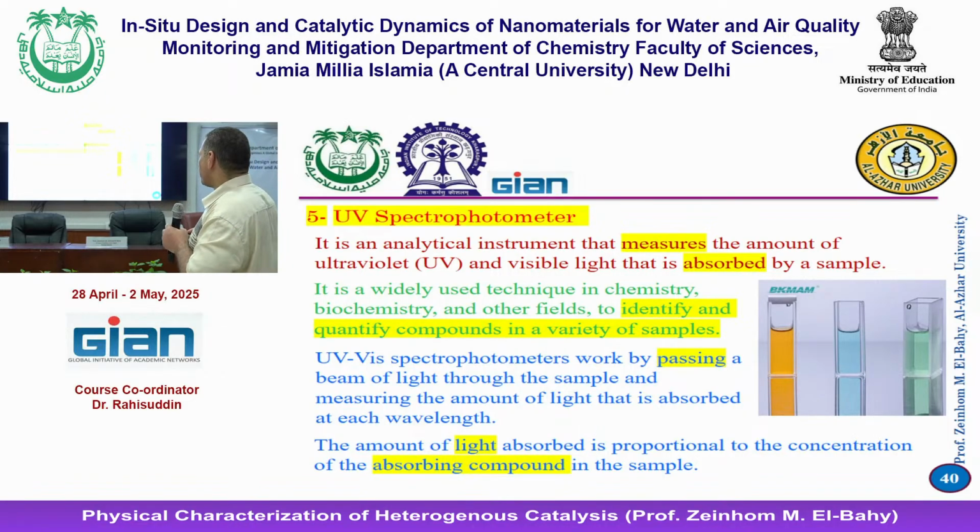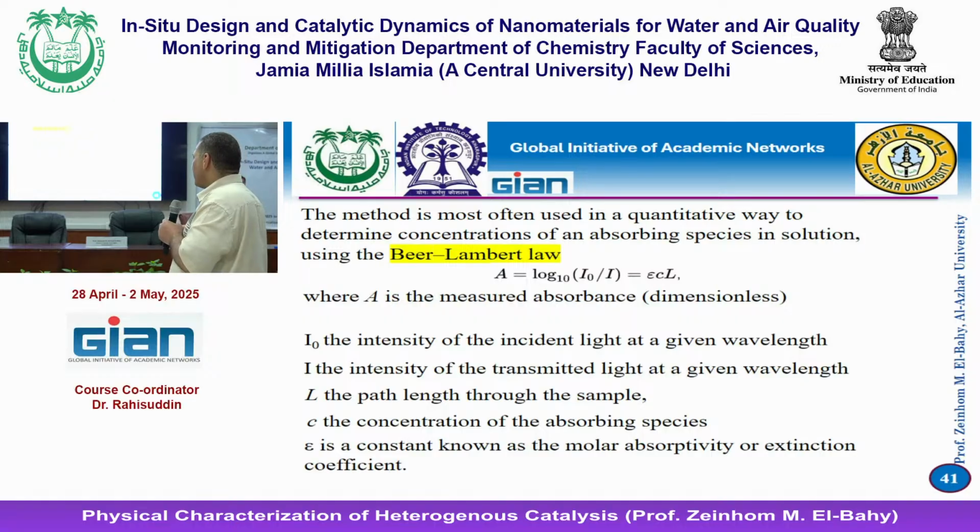A UV-visible spectrometer works by passing a beam of light through the sample and measuring the amount of light that's absorbed at each wavelength. Of course, the amount of light absorbed is proportional to the concentration of the absorbing compound in the sample. More concentration means more absorption of the incident light. It depends on a very old law that hasn't changed until now, which is the Beer-Lambert law.